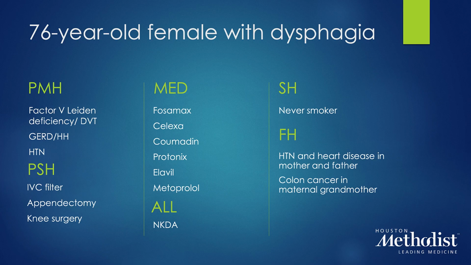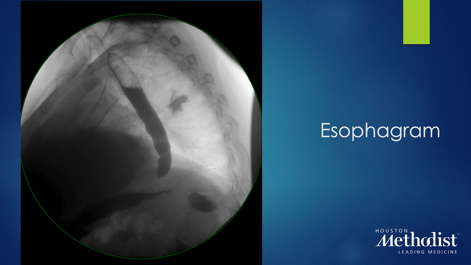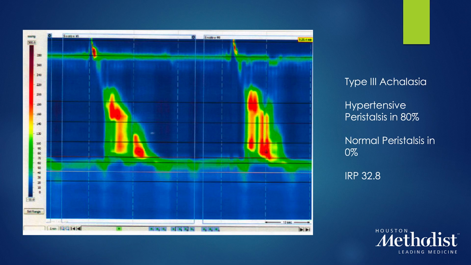This is her past medical history, notable for factor V deficiency with history of DVT and hypertension. The patient's esophagram showed a classic bird's beak appearance consistent with possible achalasia. The patient's manometry showed hypertensive peristalsis in 80% of her swallows with an IRP of 32.8, with a diagnosis of type 3 achalasia.